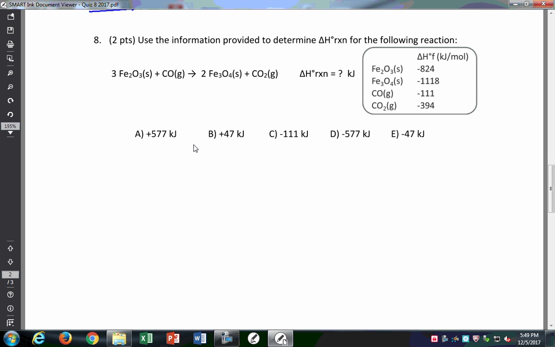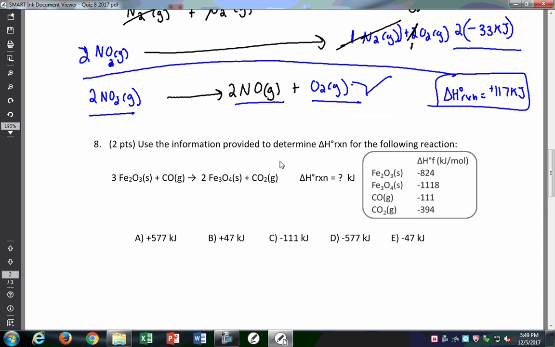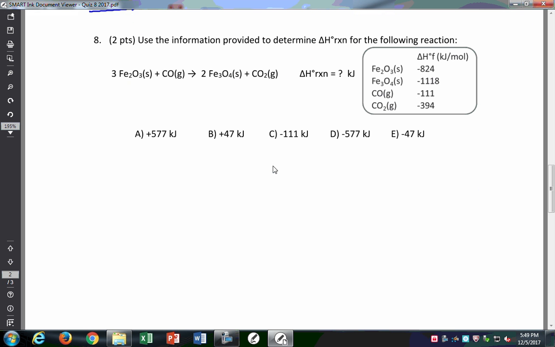Okay, here, technically, if you set up the formation reactions, you could do the exact same thing. But you don't have to, because I gave you the delta H formation of each of the molecules in the reaction. So you don't have to, but you could set up the formation reactions and actually do the same thing I just did above. But why give yourself more work when you don't need to?